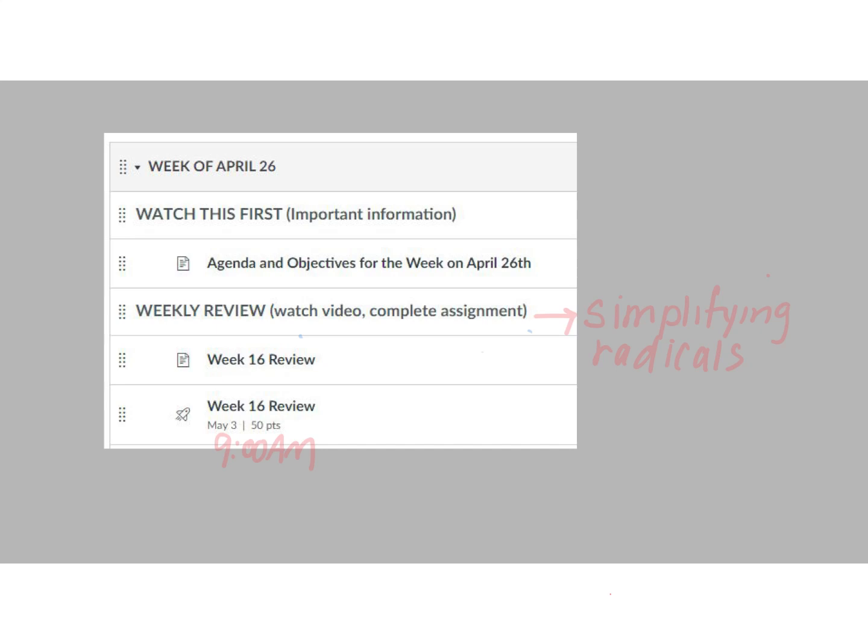All right, this is our agenda and objectives for the week of April 26th. This week we're going to be starting with a review, and the review is going to be simplifying radicals. So we've done this already this year, but it's very important to this lesson today.